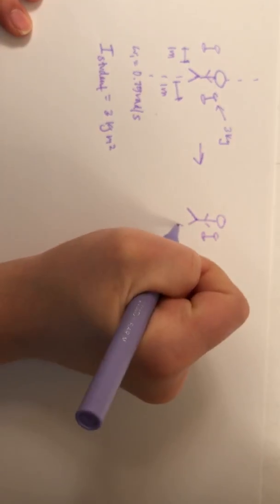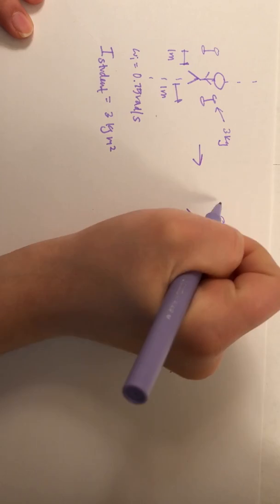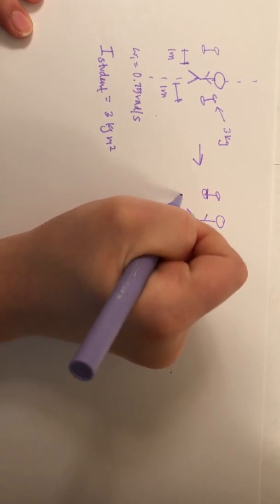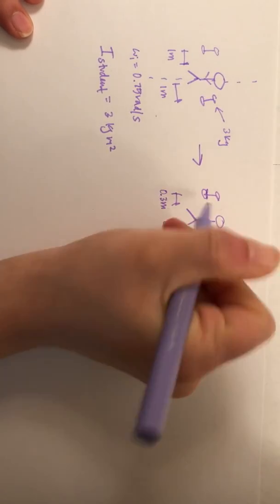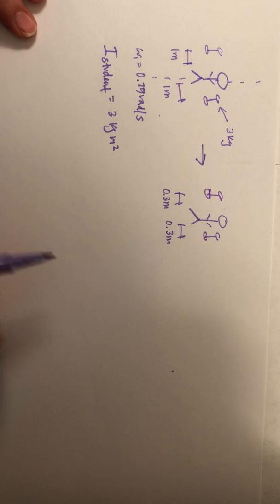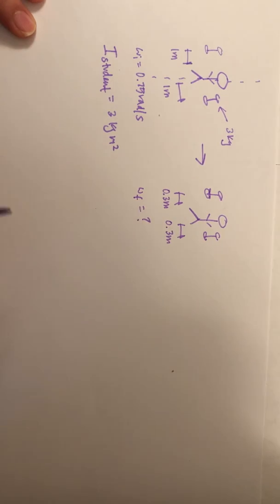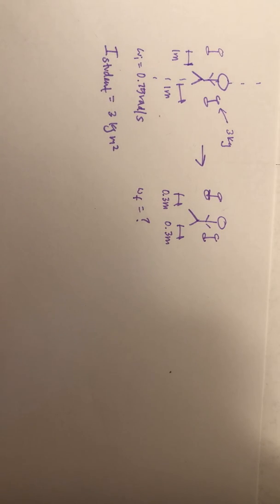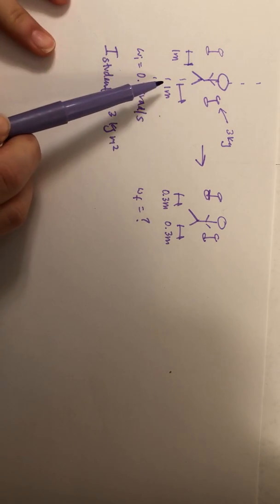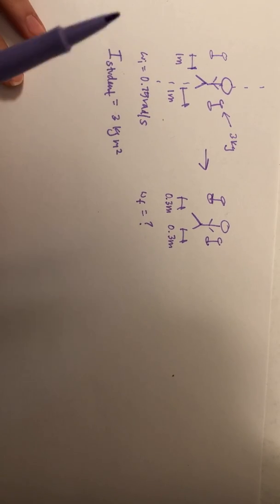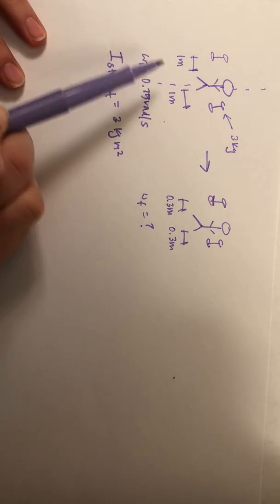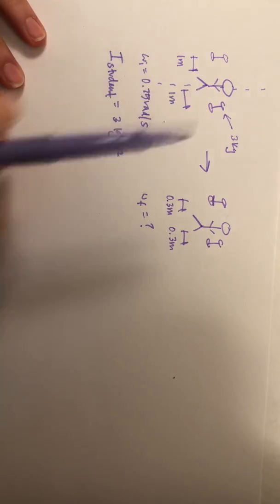Now the dumbbells are 0.3 meters from the axis. Find the new angular speed of the student. Okay, so first we need to find the initial moment of inertia of the student and the dumbbells together.